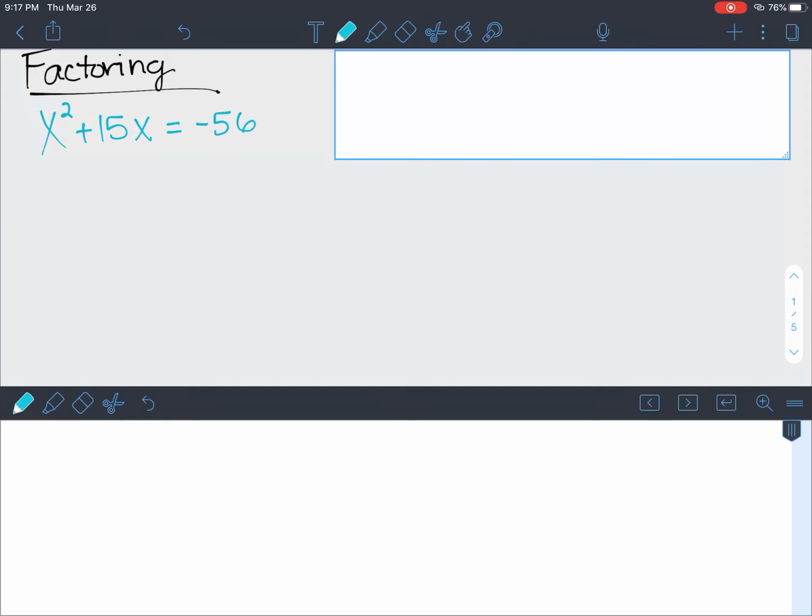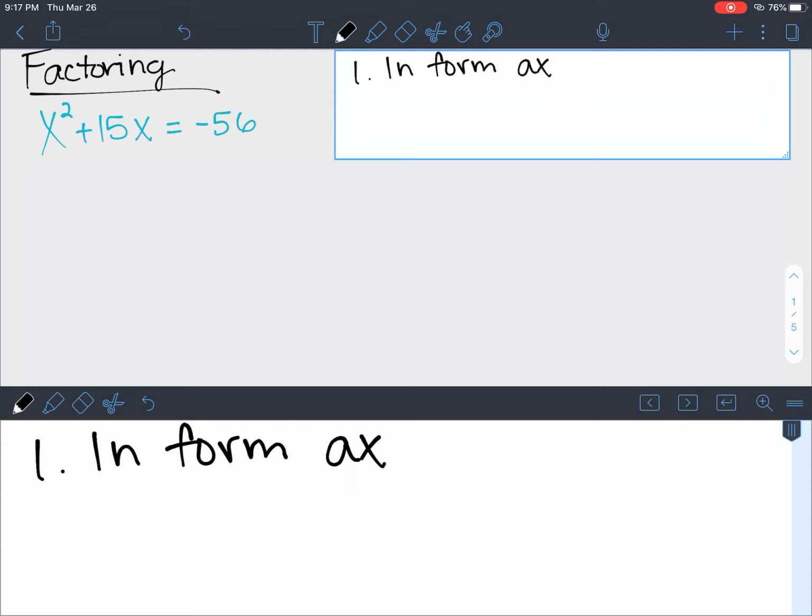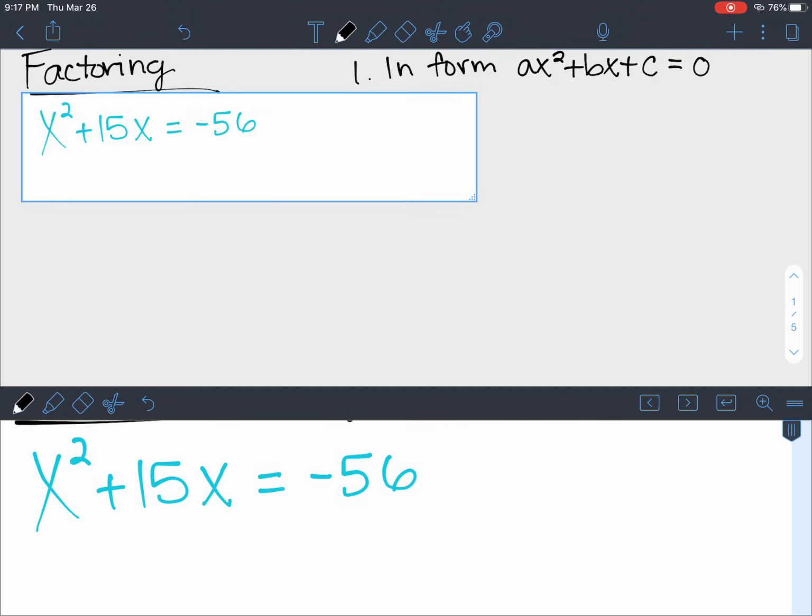We want everything to be in the form, this is step 1, ax squared plus bx plus c equals 0. What that means is we need our equation to be equal to 0. Right now, if we look at our equation, it's equal to negative 56. So that's the first thing that we need to change. To get rid of this negative 56, we're going to add 56 to both sides.